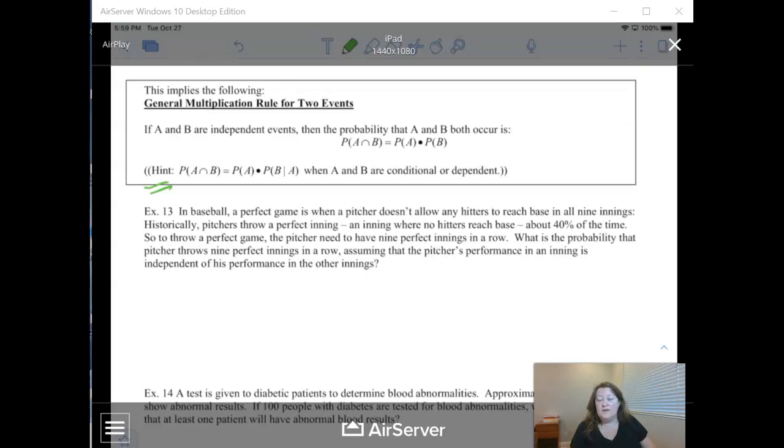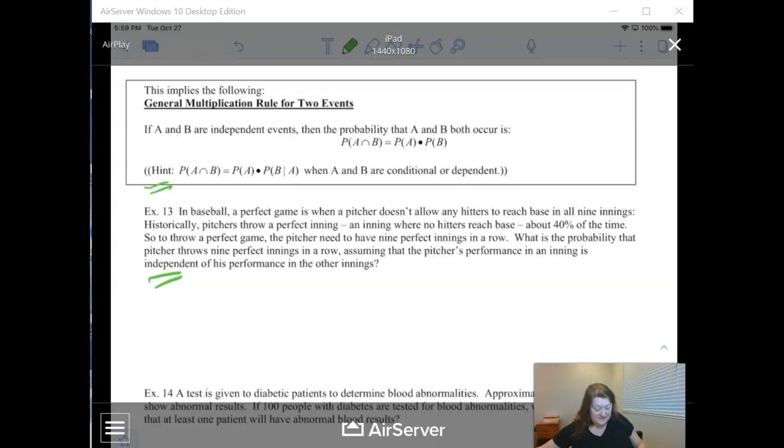Okay. All right, so let's do a couple examples that have general multiplication rules. So in baseball, a perfect game is when a pitcher doesn't allow any hitters to reach base in all 9 innings. Historically, pitchers throw a perfect inning, an inning where no hitters reach base, about 40% of the time. So to throw a perfect game, the pitcher needs to have 9 perfect innings in a row. What is the probability that the pitcher throws 9 perfect innings in a row, assuming that the pitcher's performance is independent? So they already gave us that it is independent, okay?